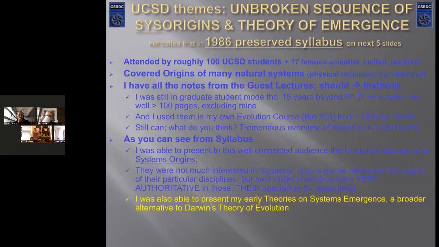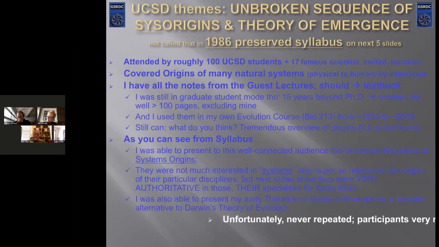I was able to present to these people my early theories on systems emergence, which really is a broader alternative to Darwin's theory of evolution, because it talks about the evolution or the emergence or the origin of all systems. And Darwin's theory only talks about new speciation. But it wasn't particularly appreciated. Unfortunately, it was never repeated.